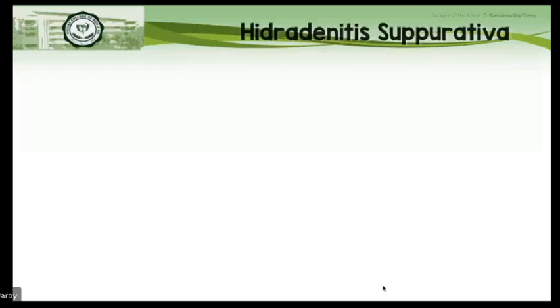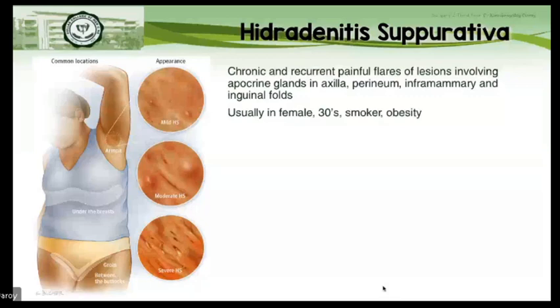Hidradenitis suppurativa is a progressive disease characterized by chronic and recurrent, extremely painful lesions occurring in the armpit, the groin, anal, and breast regions. It occurs due to obstruction of your apocrine glands in the hair follicles and subsequent secondary infection and inflammation. It's common among females around the age of 30 and those who are frequent smokers and obese. Flare-ups are triggered by hormonal changes, menstruation, stress, weight gain, heat, and perspiration. Although it is extremely painful, it is rarely life-threatening.